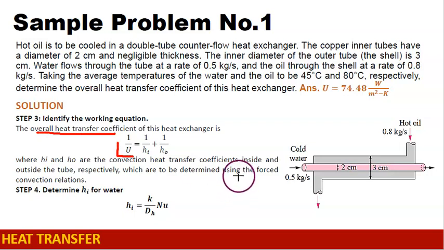And we will determine these using the forced convection relationships that we can find in the week number 2 module. So first, we determine HI. Our unknowns are HI and HO. This is our schematic diagram. We have cold water flowing inside the tube that is 2 cm, and then hot oil flowing outside in an annular space that is 3 cm in diameter.